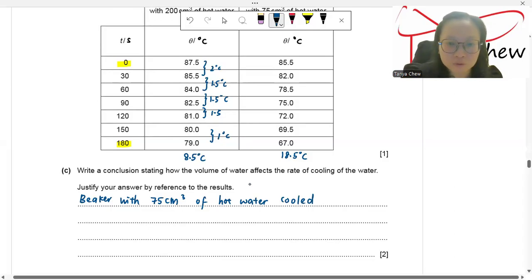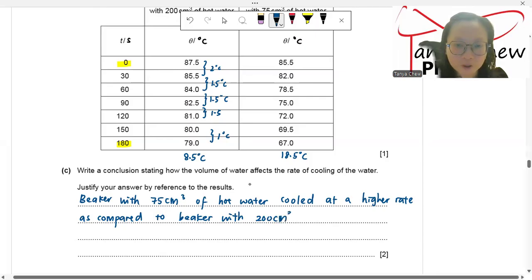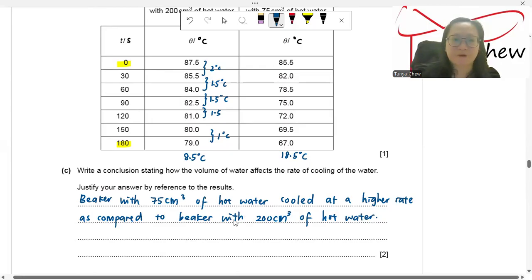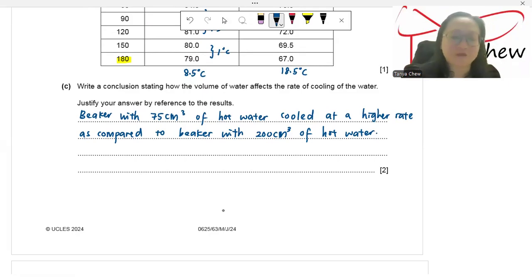cool at a higher rate or faster rate as compared to beaker with 200 cm cube of hot water. So you need to justify your answer. Why do you say so? Because you need to give the proof, evidence from the result, right?